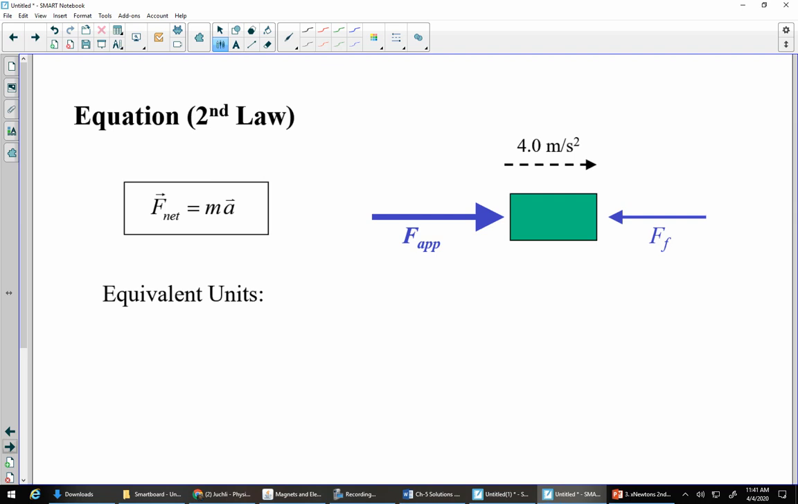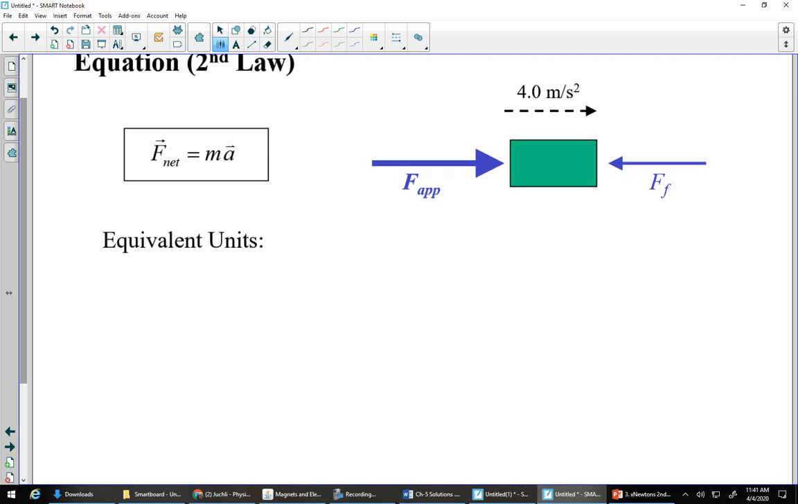So again, our equation for this, Fnet is mass times acceleration. Let's start to explore that one a little bit more. First and foremost, you already know the units for net force, right? So we know that net force is a Newton.